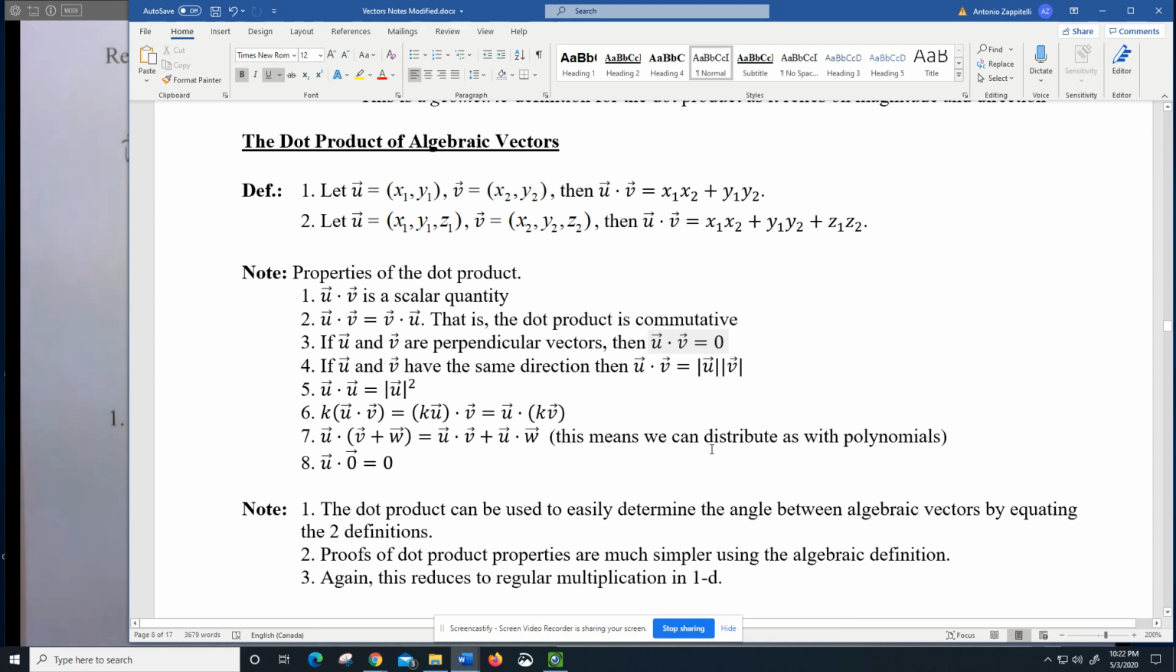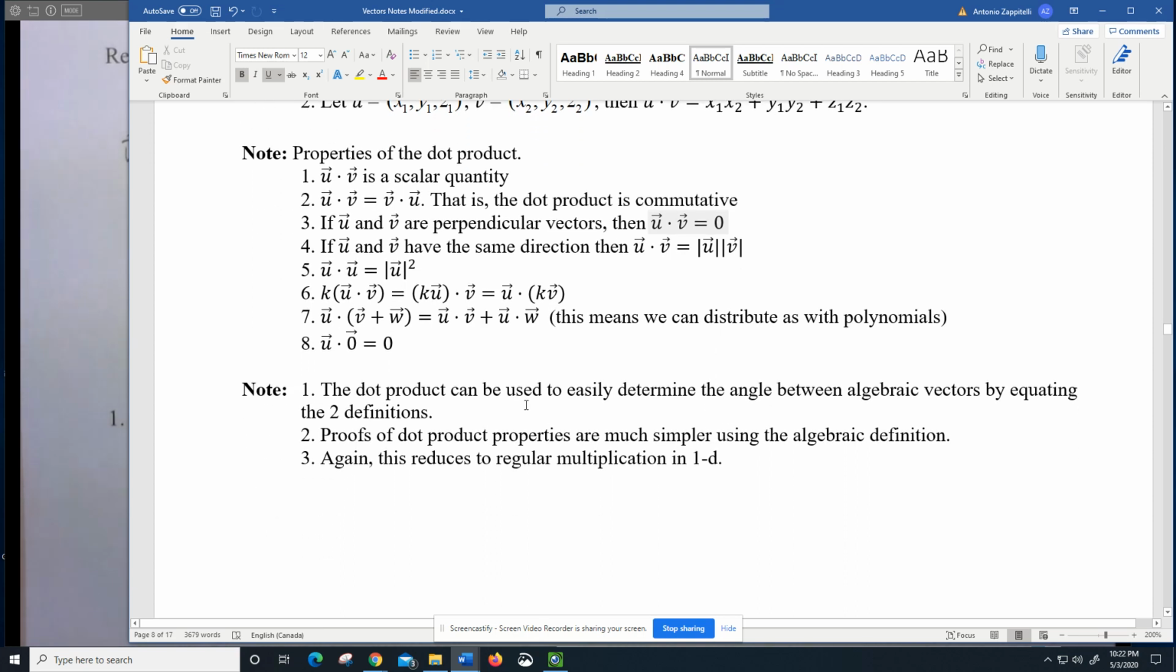Okay, so again, just a couple of things. One of the biggies is that we can use the dot product to find the angle between algebraic vectors, using the two definitions. And proofs are much easier using the algebraic definition than the geometric one. All right, so let's take a look at a couple of examples where we're going to use these properties.